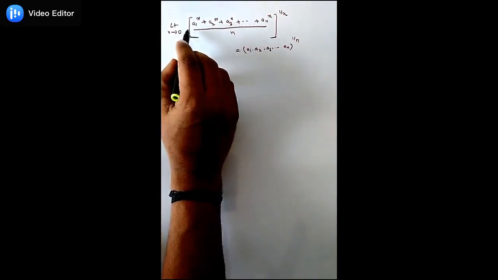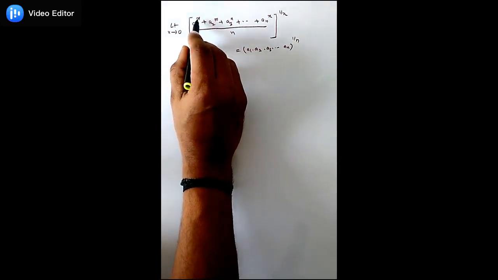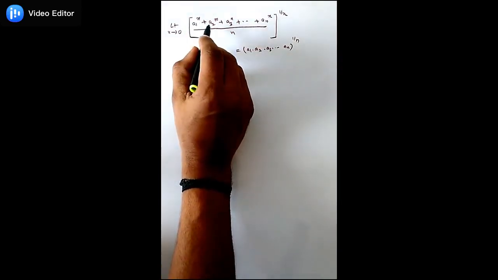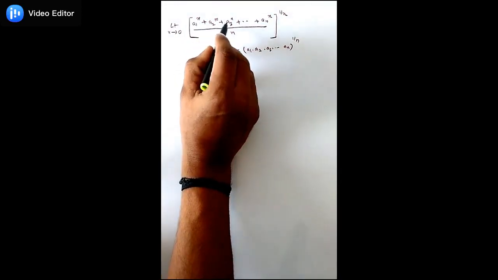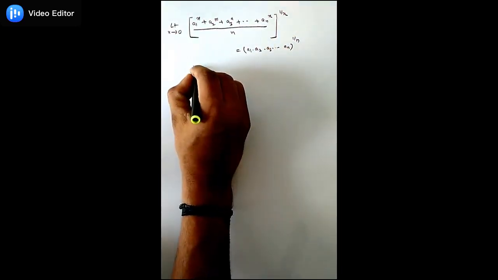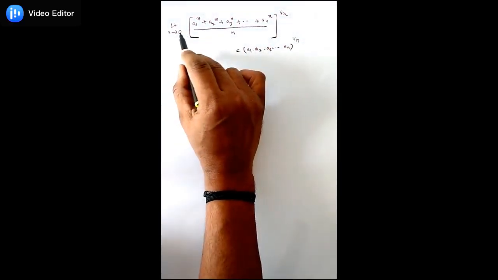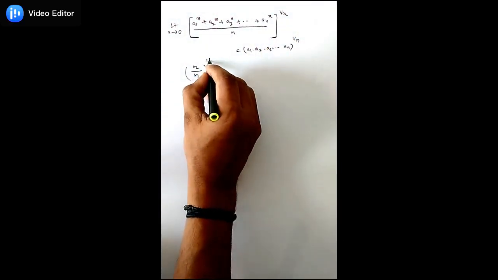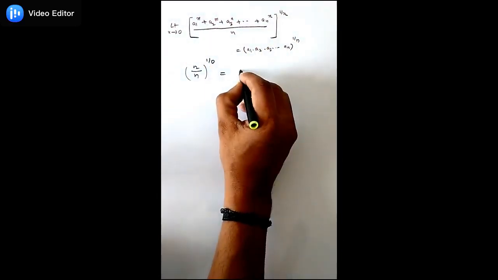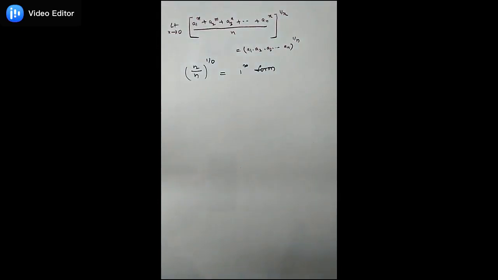If you apply the limit directly, what will you get? a1 power 0, anything power 0 is 1. Similarly, this term is also 1, this term is also 1, and the nth term is also 1. So finally, how many ones will you get? n ones, so nothing but n, divided by n already, we have 1. Whole to the power, if you substitute x tends to 0 here, we will get 1 by 0. n by n means 1, 1 by 0 means infinity. So it is 1 to the power infinity form.